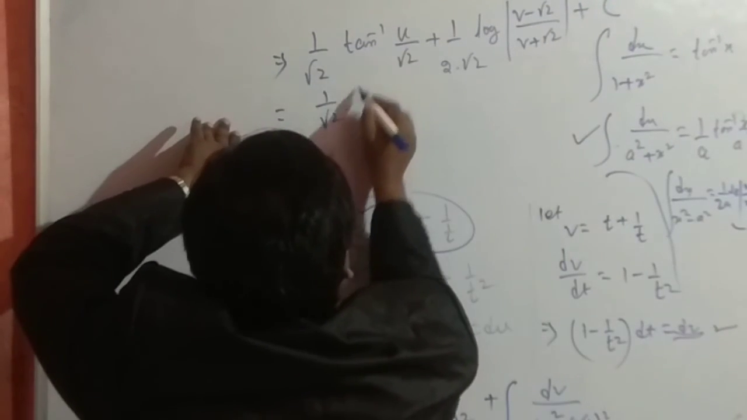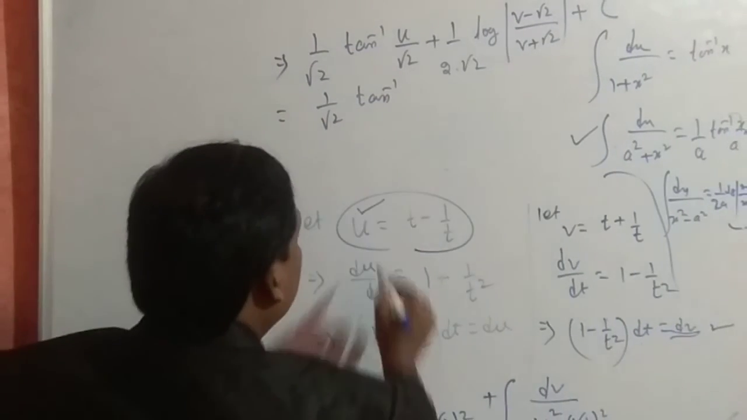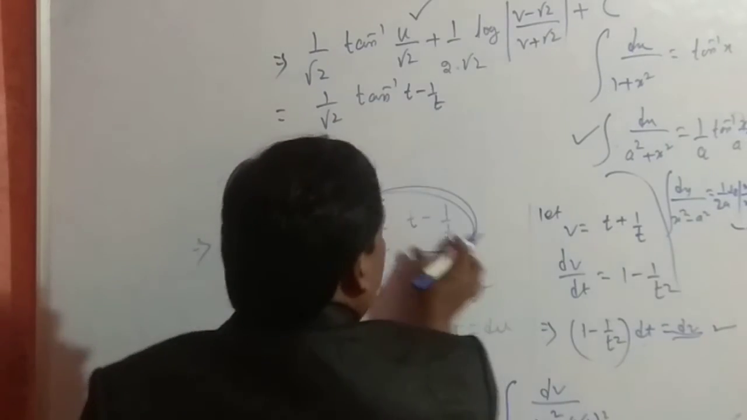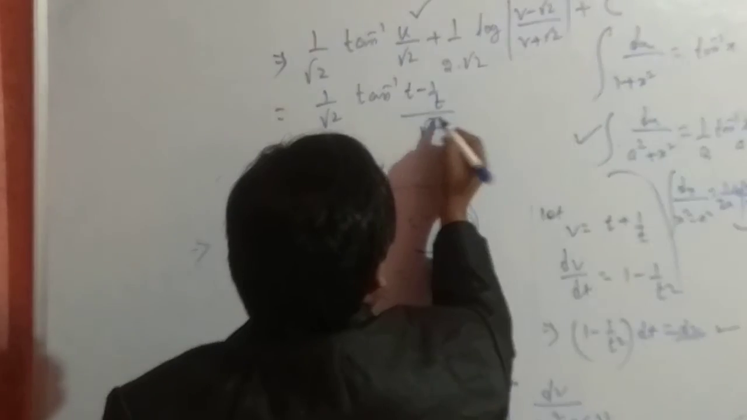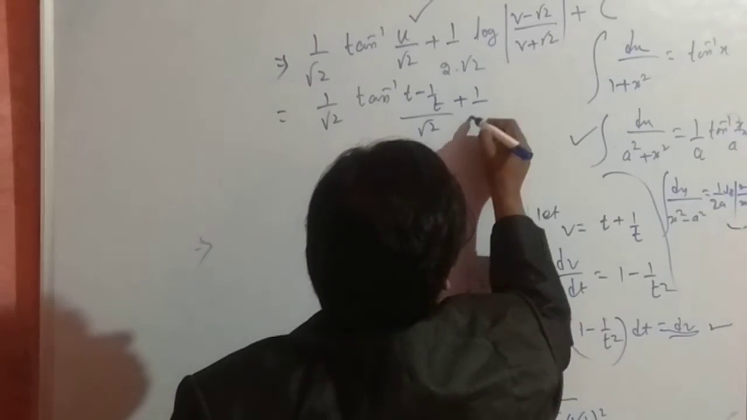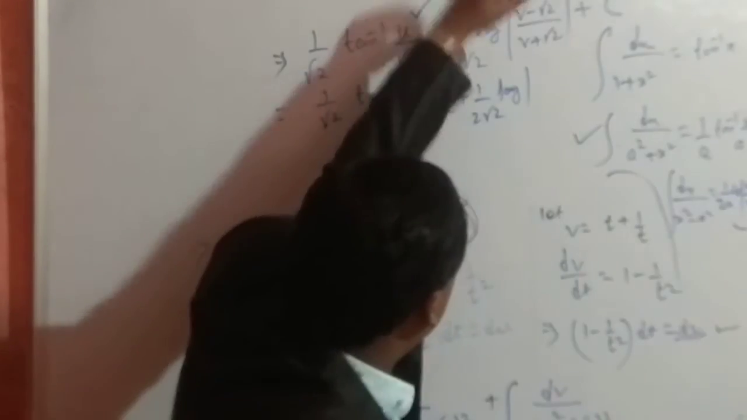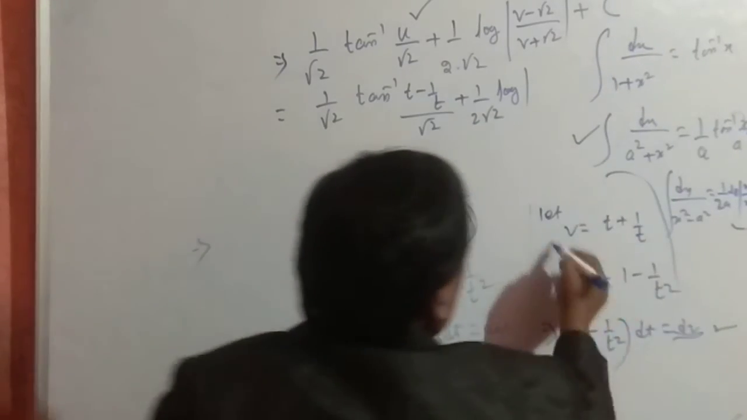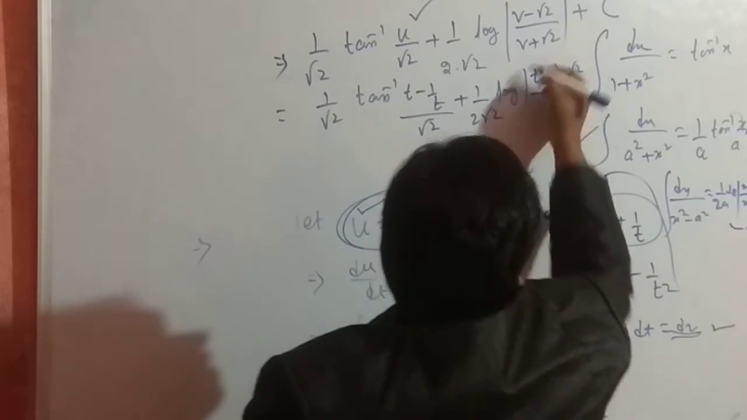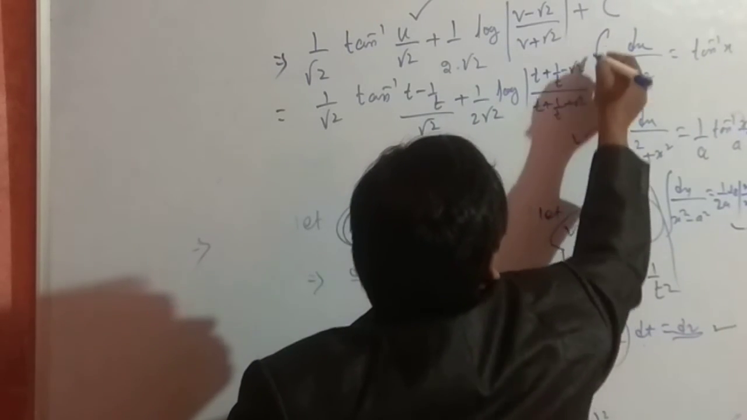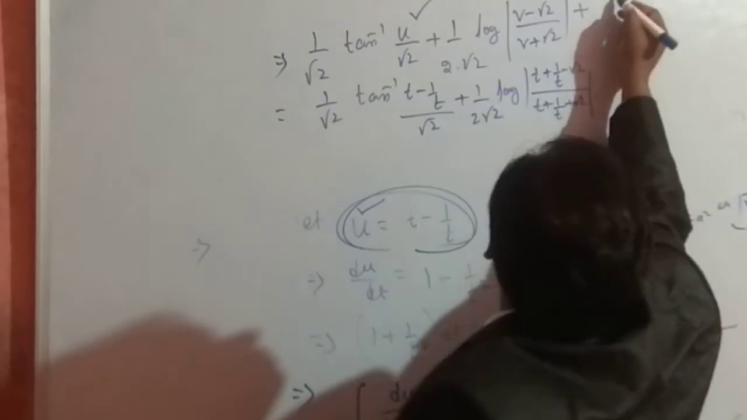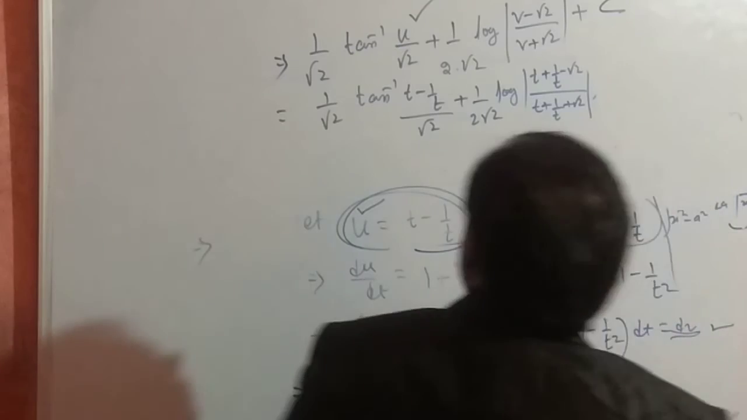So now 1 by root 2 tan inverse u, for what you have taken earlier, u for t minus 1 by t. Then you just paste here t minus 1 by t. For u I have mentioned t minus 1 by t whole divided by root 2. Okay, these all are angles because tan inverse x, in place of the x, the whole term is there. Plus 1 by 2 root 2 log. Now again you can understand here, v is equal to what we have taken earlier, v is equal to t plus 1 by t. Then you can write here t plus 1 by t, then minus root 2, whole divided by similarly t plus 1 by t plus root 2. Mod has closed. Okay. We must write plus c because it is an indefinite integral.